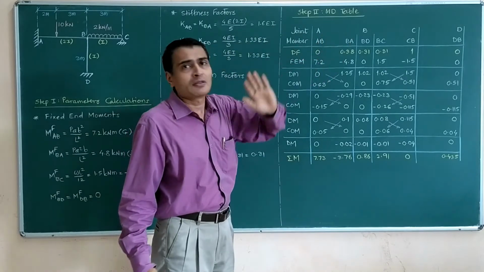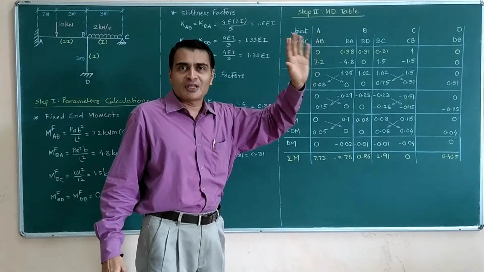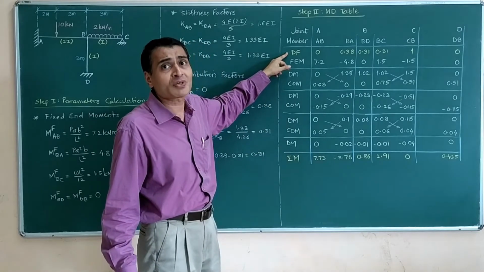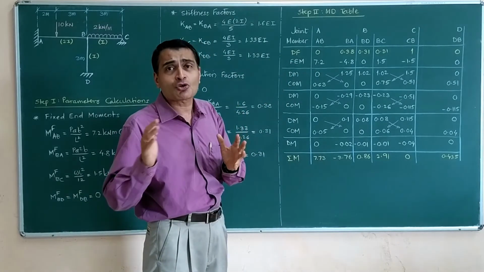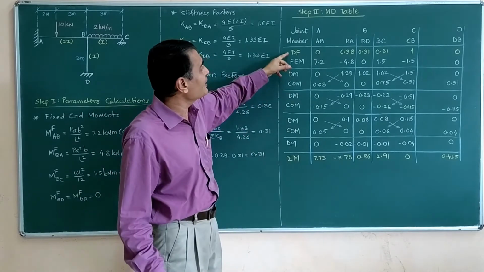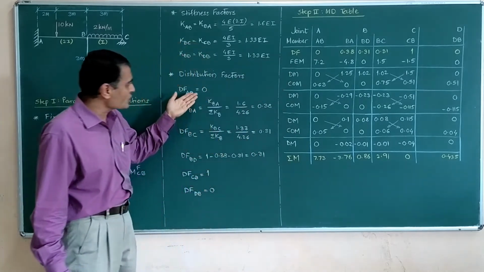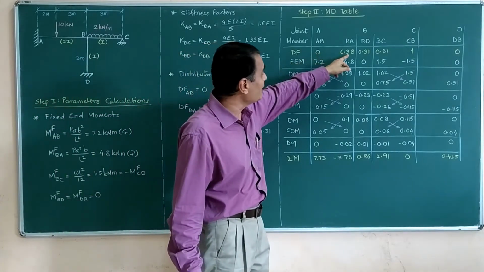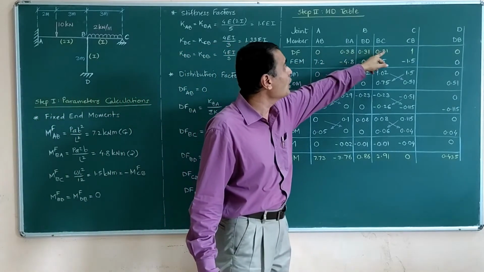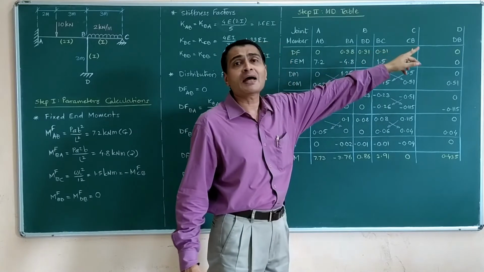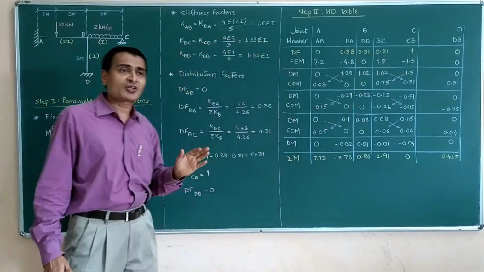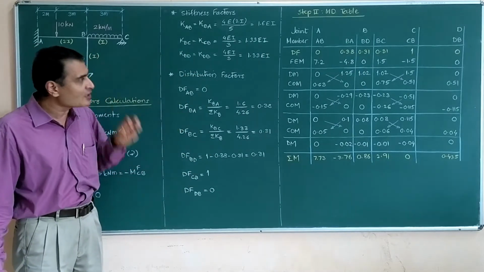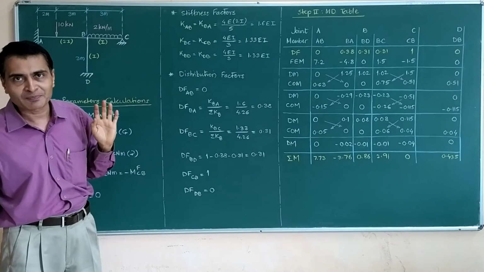Now that the heading for our table is clear to you, let's go ahead with the first row entries, not the first cycle. We are still in the phase of compiling the data. I am writing distribution factors and those I am choosing obviously from here. So we have 0, 0.38, 0.31, 0.31, 1 and 0, already discussed in detail. So I am just picking up values from here and copying them.